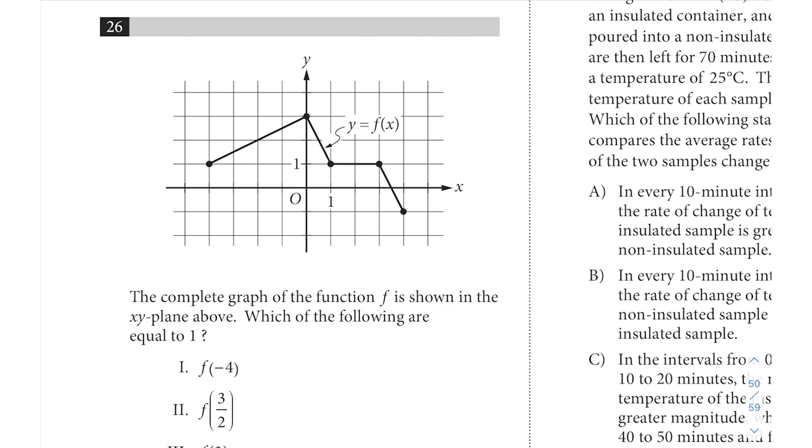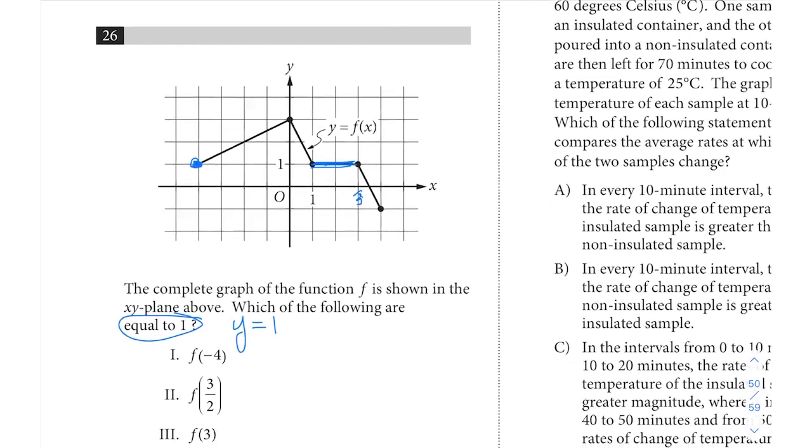And here we have another question dealing with a graph. It says the complete graph of the function f is shown in the xy plane above. Which of the following are equal to 1? So when you're asking when a function is equal to 1, it's always imperative to know that that's our y value. They want to know, where is y equal to 1? So if we look, we can see that it's equal to 1 here at this point on the left, and then it's also equal to 1 basically anywhere along this stretch. Anywhere between 1 and 3 for our x value, we'll get a y value equal to 1 along that portion of the graph.